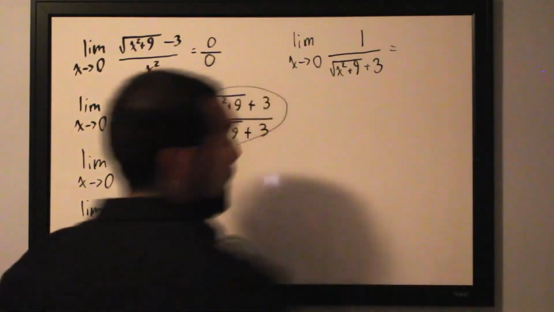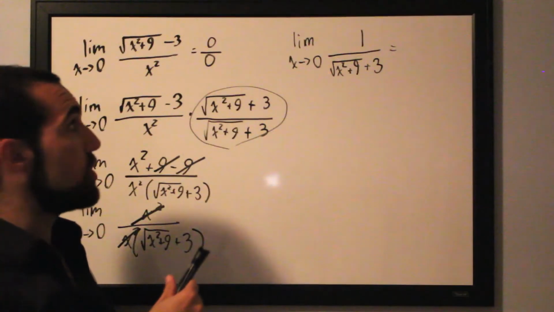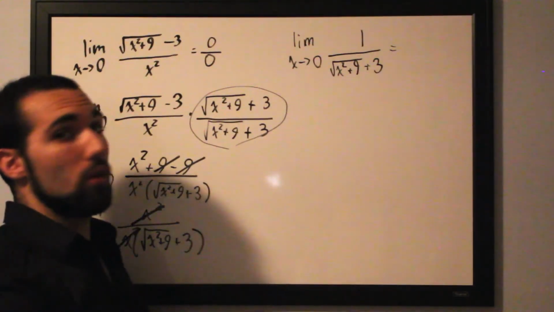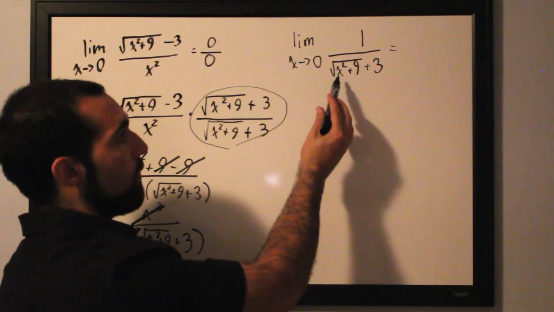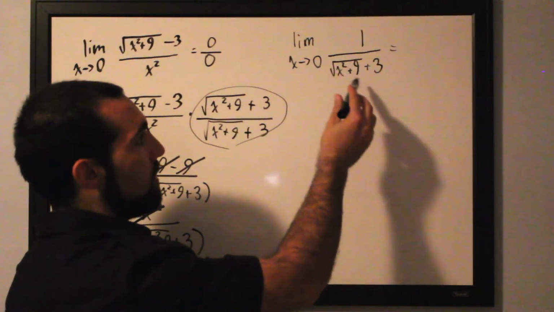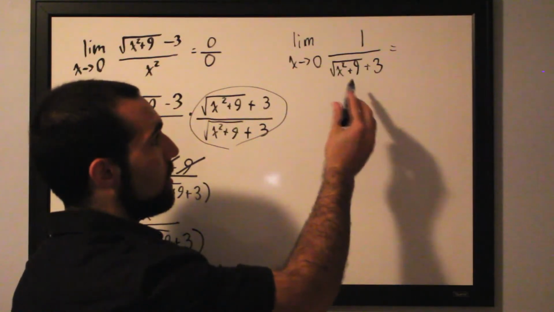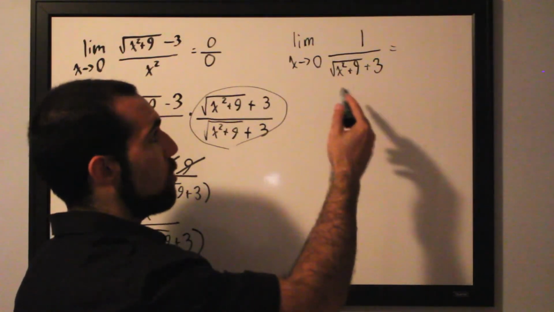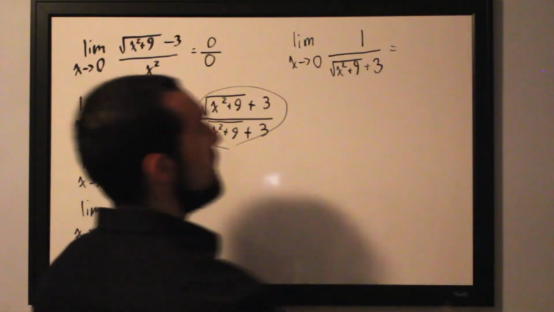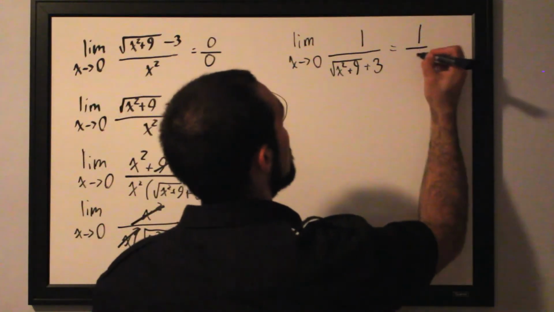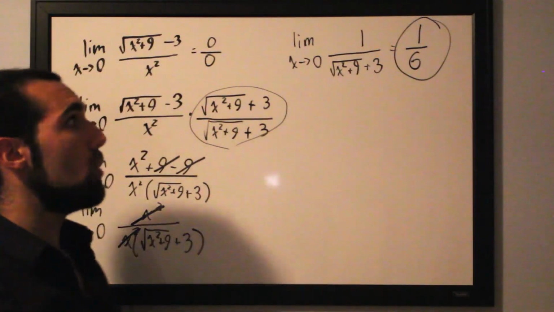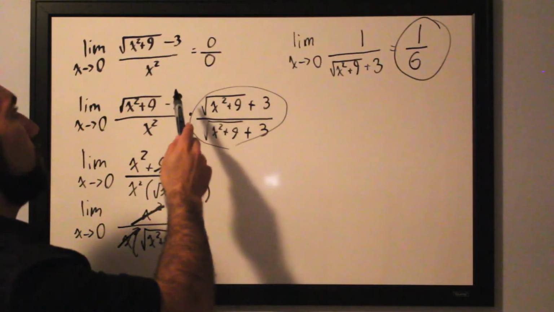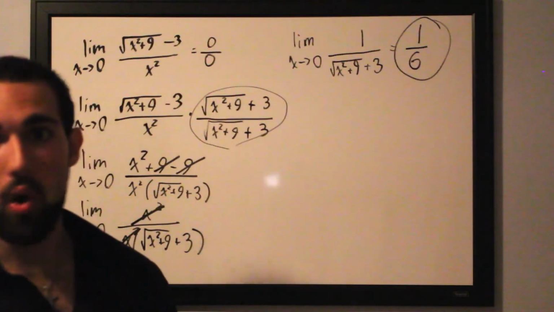Now, if we tried to plug in 0 in this function, we have no problems anymore. If we tried plugging in 0, we would get 1 over, we plug in 0 for x squared, 0 plus 9, the square root of 0 plus 9 is going to be equal to 3, plus 3, so the entire limit is going to go to 1/6. The limit as x approaches 0 for this nasty function right over here is equal to 1/6.